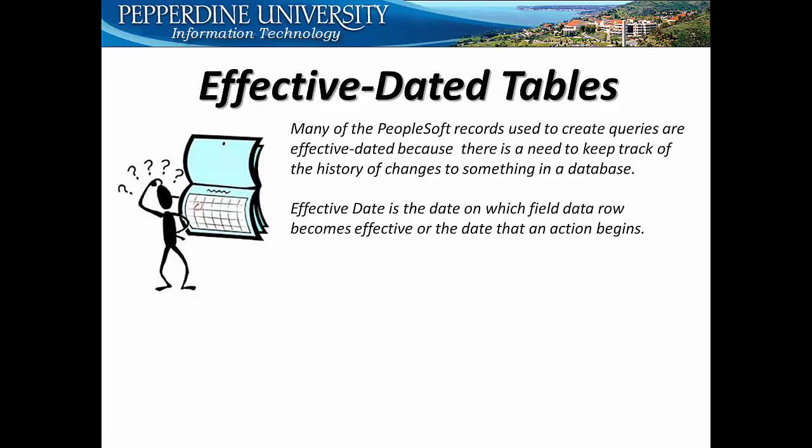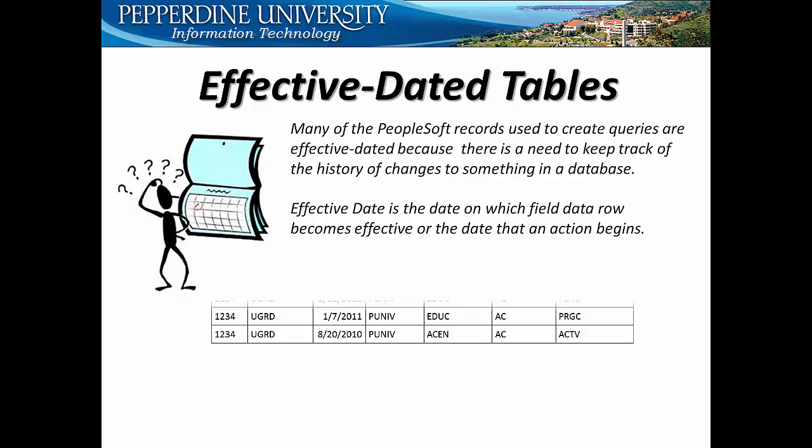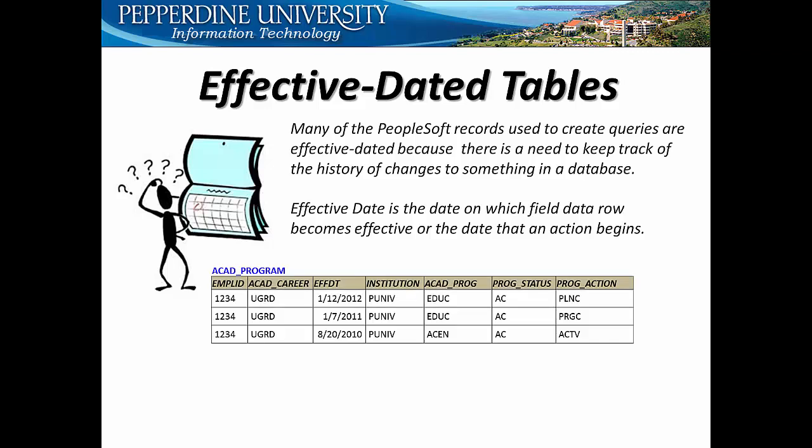When effective date fields are in a record, they are considered to be part of the primary key. This is because the date helps uniquely identify the information about an object at a point in time. Consider in this example the following rows of academic program, which contains data about the programs in which a student is participating and has participated.